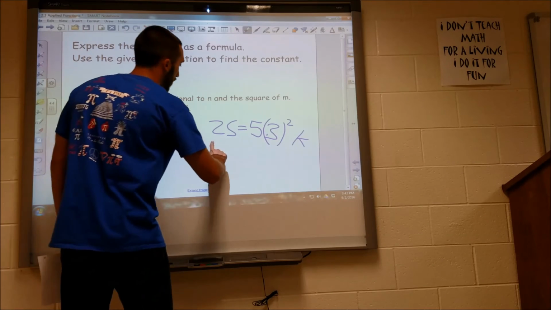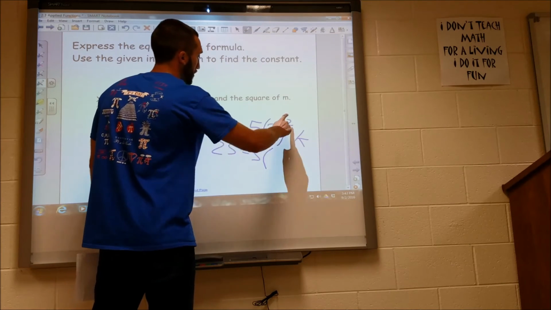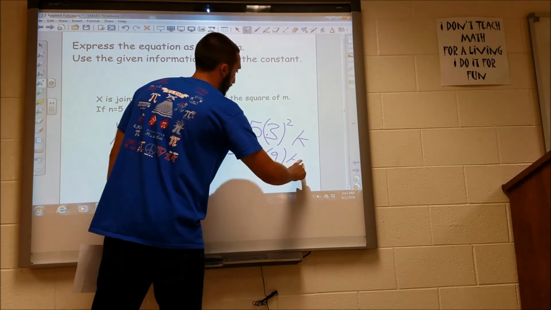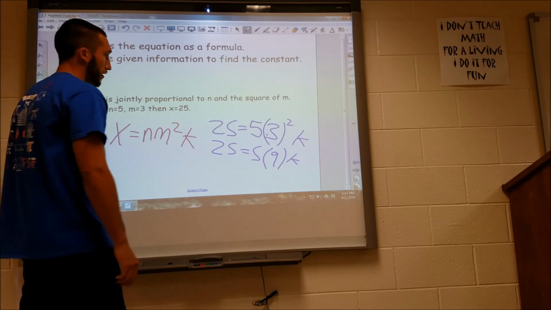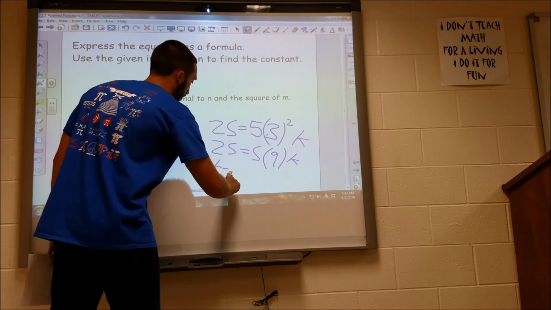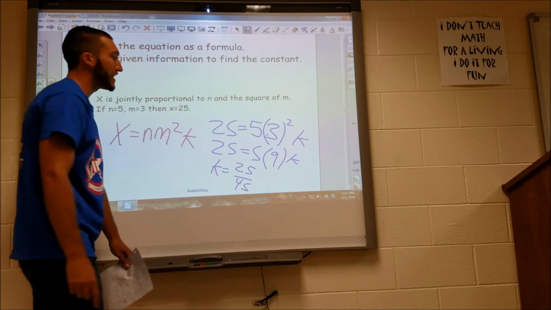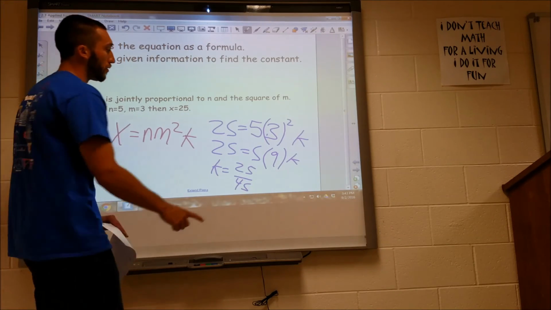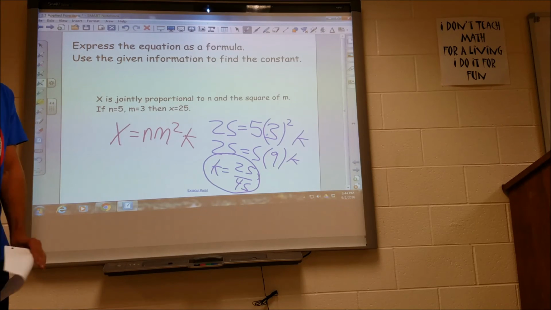So let's go through and solve. 25 equals 5 times 3 squared is 9. Okay, and 5 times 9 is 45. So we get k equals 25 over 45. Many times they'll end up with a whole number here, but 25 over 45 works for us too.